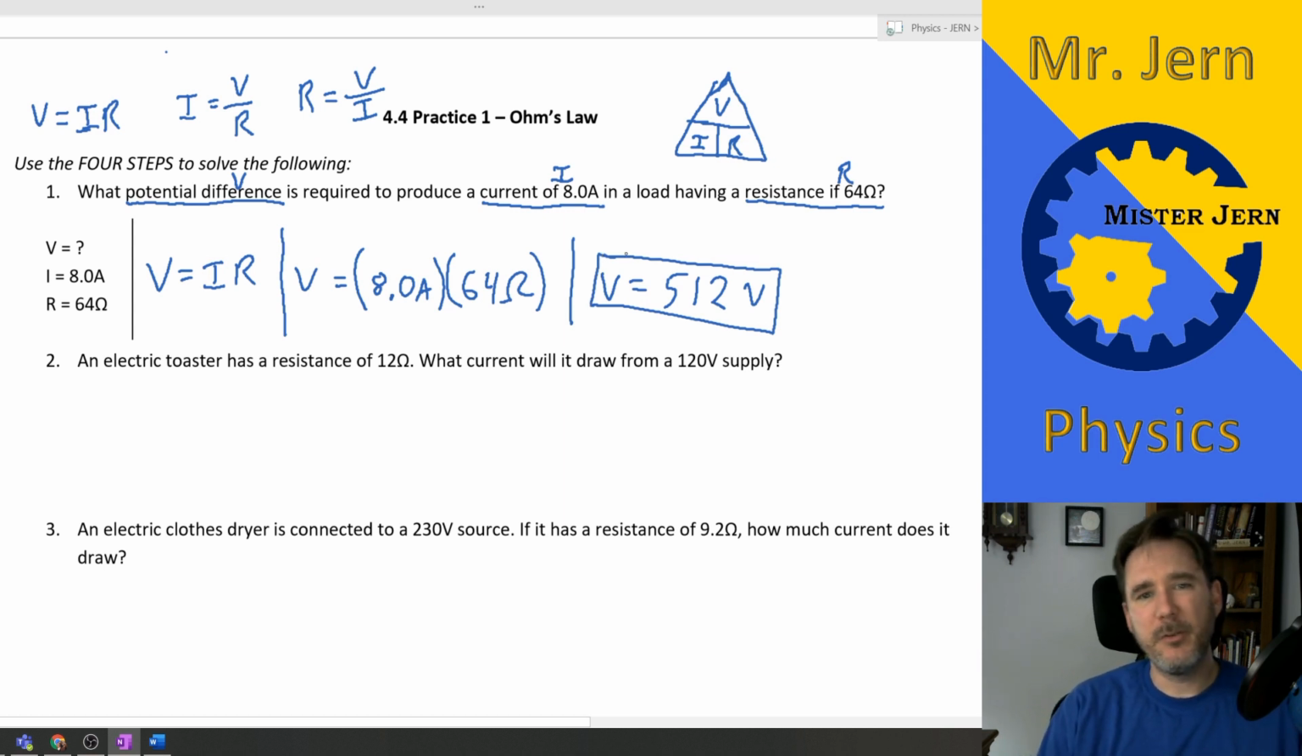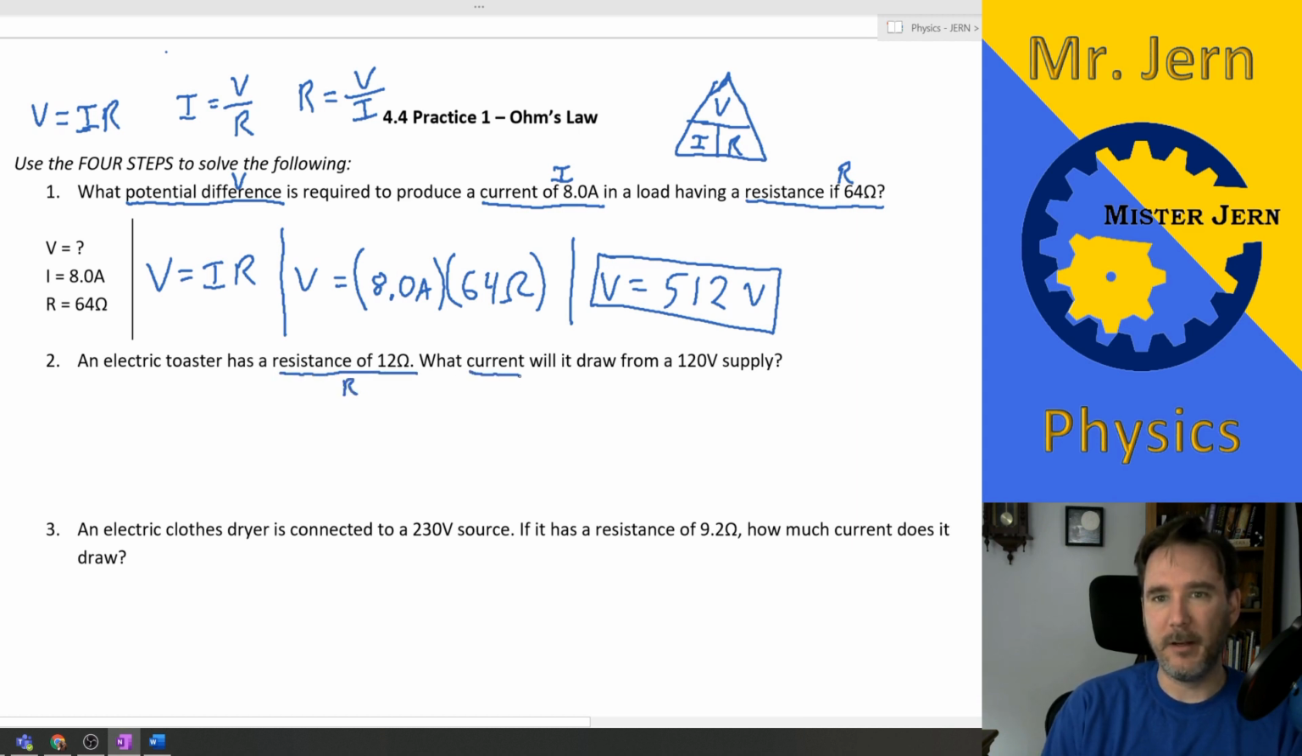Now we have an electric toaster. This is the process you follow for all these: identify what V, I, and R are in the question, and then work through it. So resistance, that's going to be our R. What's going to be the current? It says what current, so that's going to be our I. And we have 120 volts, so that's obviously our voltage. We will write those out. I'm just going to cross that out and keep the same order as I did above. Voltage is 120.